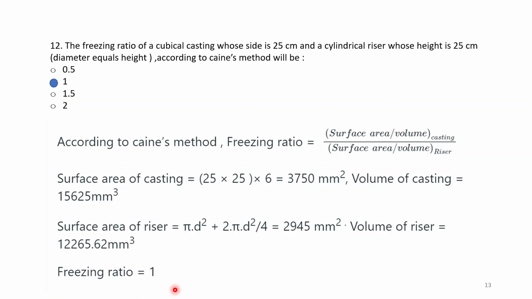Now the next question is also similar. Here you have the freezing ratio of a cubical casting whose side is 65. For a cube, surface area will be 6a square and volume will be a cube. And for the riser again you have a cylindrical part, so you can calculate and find out the freezing ratio will be 0.99, so it will be approximated as 1.